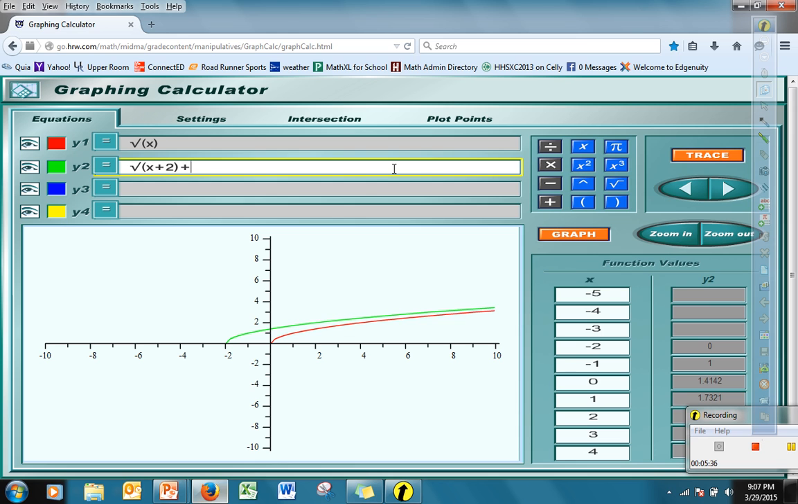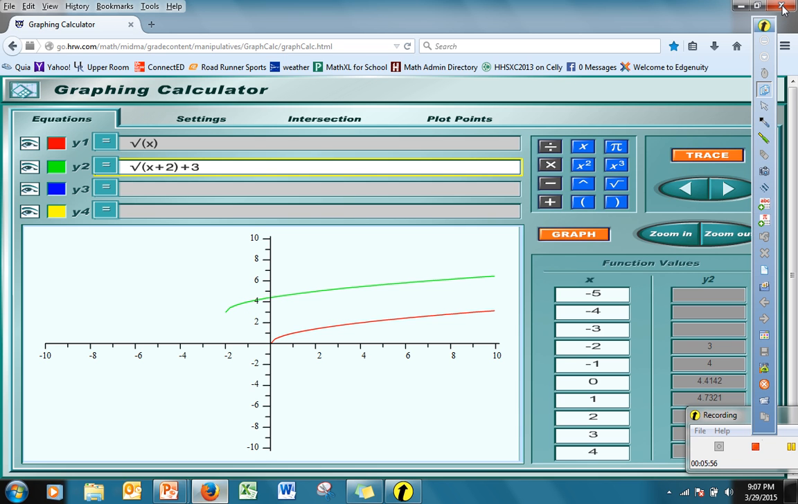If I put a plus 3 out here, I think you know what it's going to do. It's going to move it 2 to the left and then up 3. Notice that it just starts right here. That's its starting point, and then it goes to the right forever. Those are some things I'm going to talk about here in a little bit.